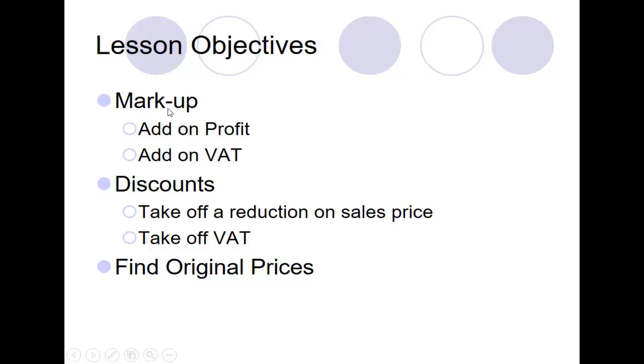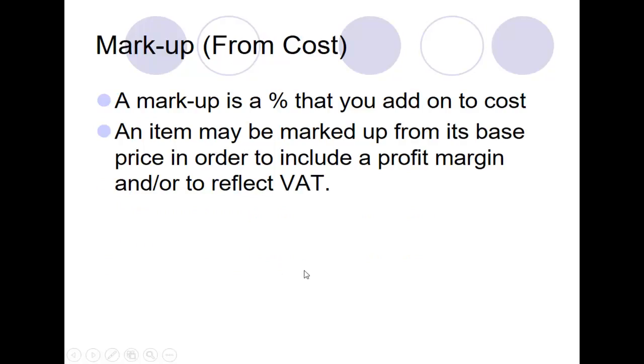Discounts is based not on the cost but on the sales price, so it's a different base. This is based on cost and this is the sales price. So often you're maybe taking off a reduction on a sales price, you're giving a discount, or you're taking off VAT and making sure that you know that you're doing it correctly, and also maybe finding out the original prices.